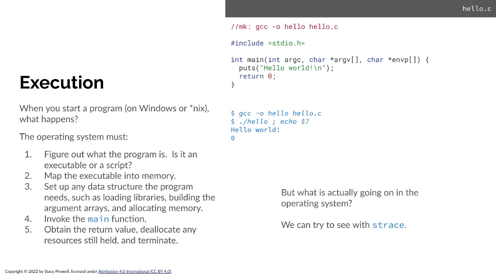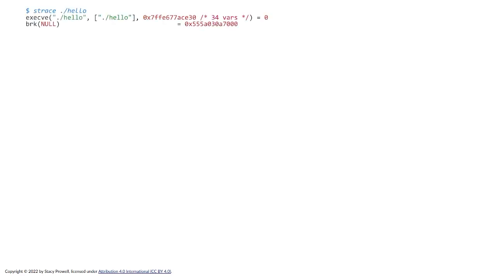Okay, so let's take a look and let's see what's happening in the operating system as this little C program executes. And we're going to see that using a tool called strace. So we run this with strace, and it's going to show us every system call that happens.